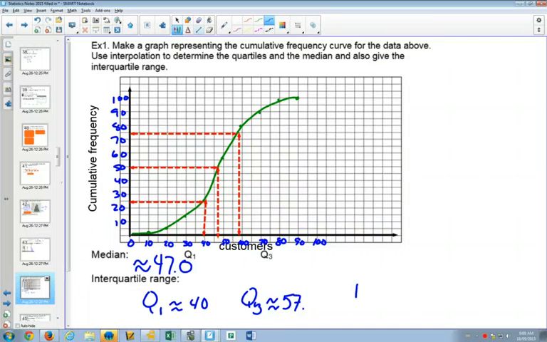So our interquartile range is approximately 17. And of course, those are just estimates based on what we saw here.